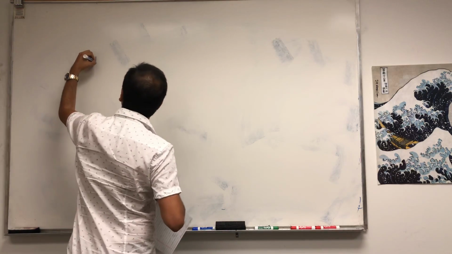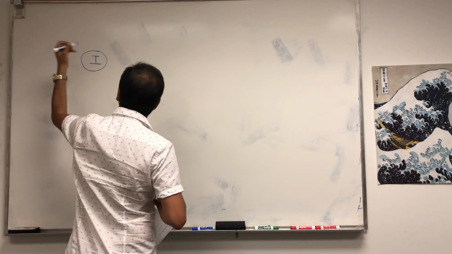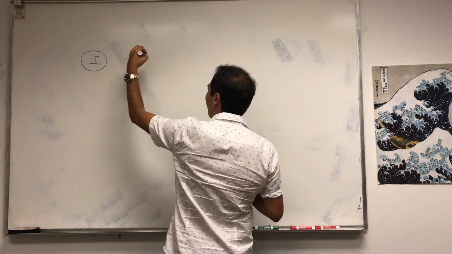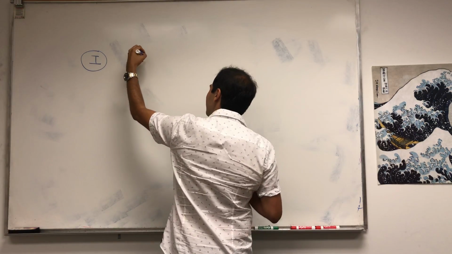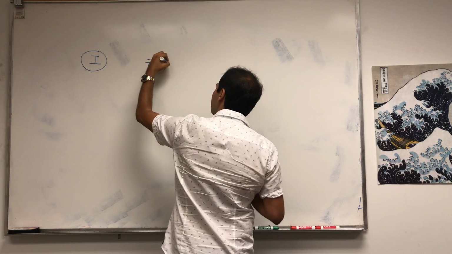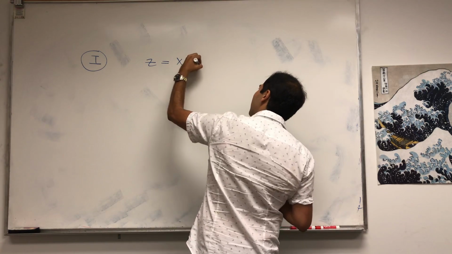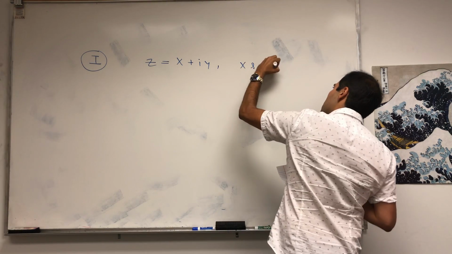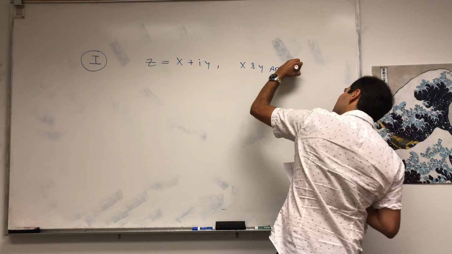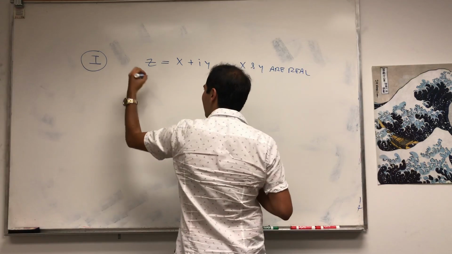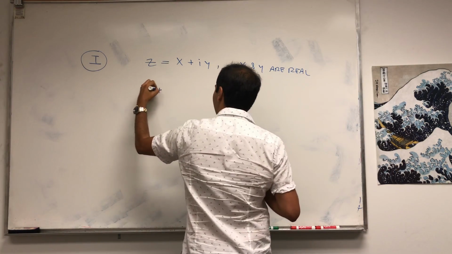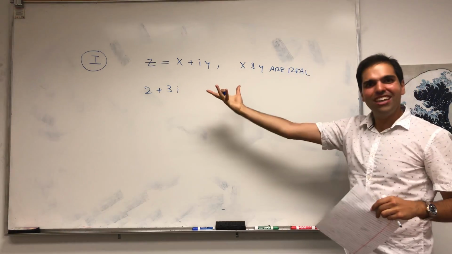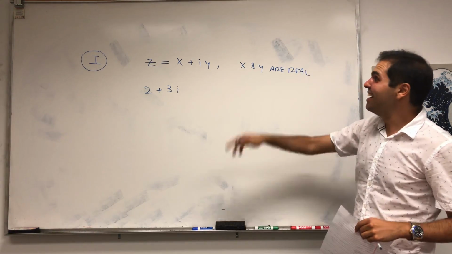So, of course, complex analysis, what is this? It's the study of complex numbers. So the first part would be to define complex numbers, which is just numbers of the form z equals x plus iy, where x and y are real. Think, 2 plus 3i. And the question is, what is this i?